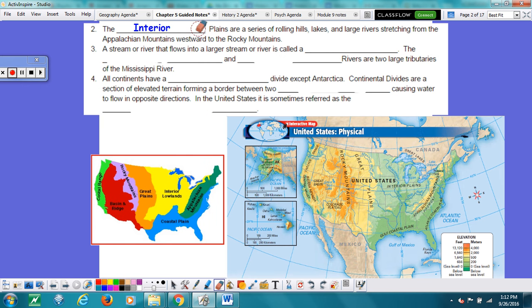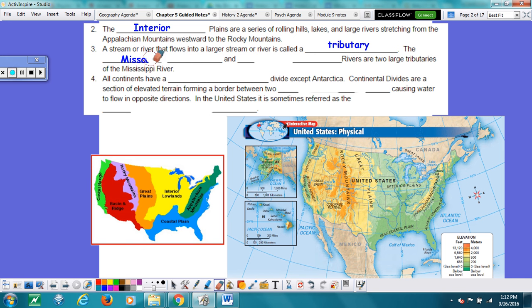Number 2, the interior plains are a set of rolling hills, lakes, and large rivers that are stretching from the Appalachians westward towards the Rocky Mountains. When we talk about the interior plains, we've got to talk about some major river systems. So, to start with, a stream or a river that flows into a larger stream or river is called a tributary. And in the interior plains, there are many tributaries that feed into the massive Mississippi River.